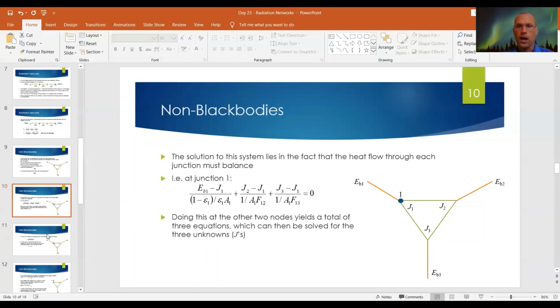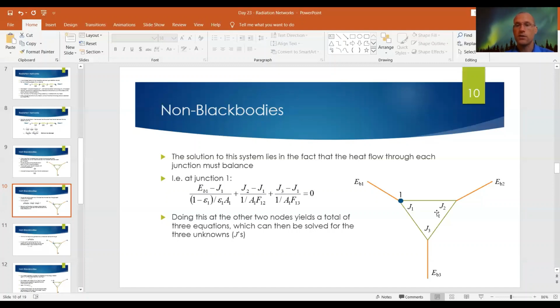Before I go on to the next one, that's just for node 1. I can write a similar equation for node 2 and a similar equation for node 3. That's going to give me a grand total of 3 equations, and I have 3 unknowns.